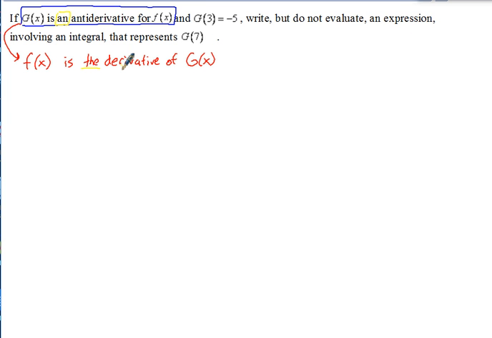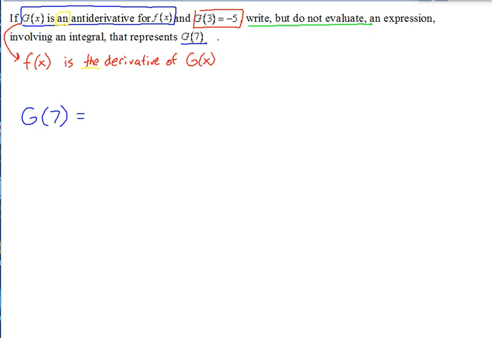All right, so then it gives you G of 3 equals negative 5, and it says write but do not evaluate. That means you just have to set it up. An expression involving an integral, that gives you a little hint, that represents G of 7. That's what we're looking for. So this is, again, an initial plus change problem, but we just have to set it up, not work it out.